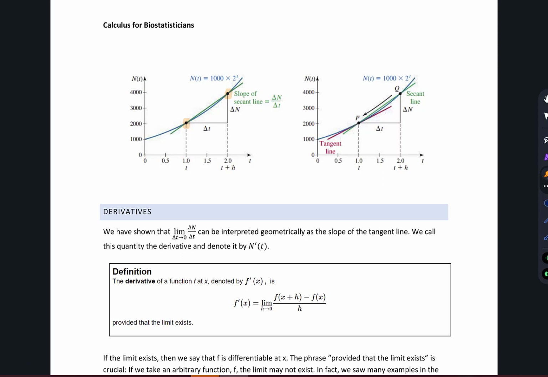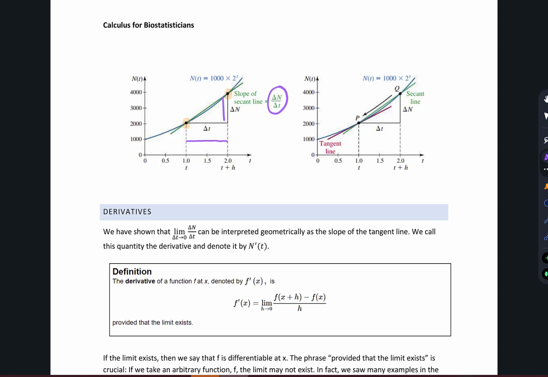Now remember that in order to define a line, I need the slope of that line. And that slope I can define by looking at the change in population size over the change in time, because slope is rise over run. So if I'm making a change in time t, that's going to be my run, and then my rise is going to be how much the population increases. So here the slope of that secant line is going to be the change in the population over the change in time.